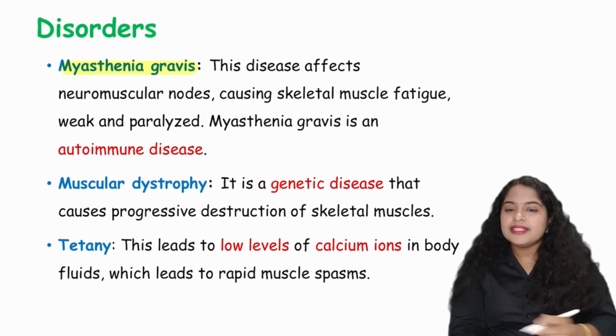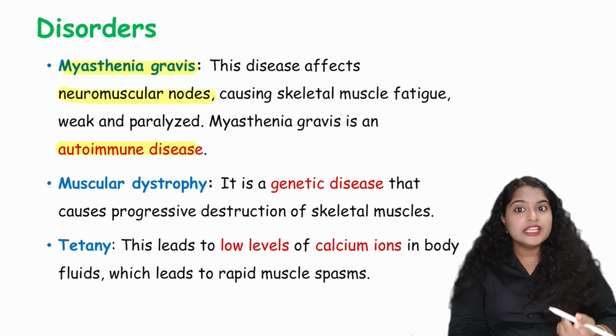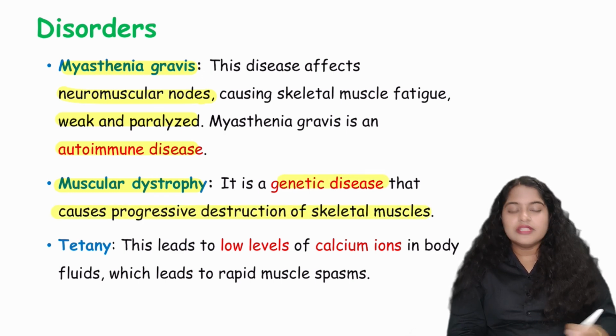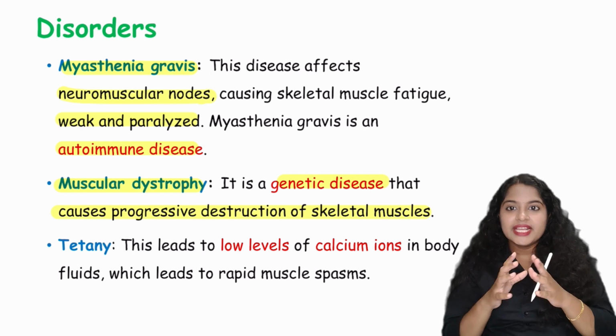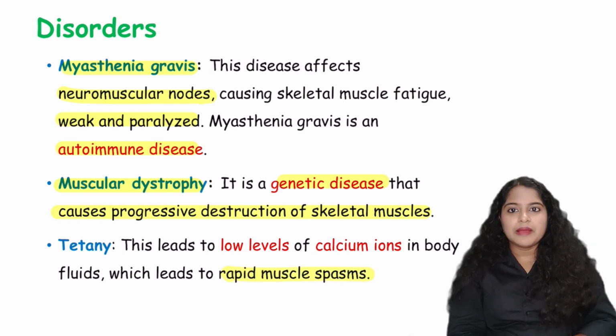The first one is myasthenia gravis, which is an autoimmune disorder, and this affects the neuromuscular junctions, and this leads to fatigue or weakness or paralysis of skeletal muscles. And the next one is muscular dystrophy, and this is a genetic disorder, and this causes progressive destruction of skeletal muscles. Next we will see tetany. Tetany causes rapid muscular spasms, and this is due to low levels of calcium ions in our body.